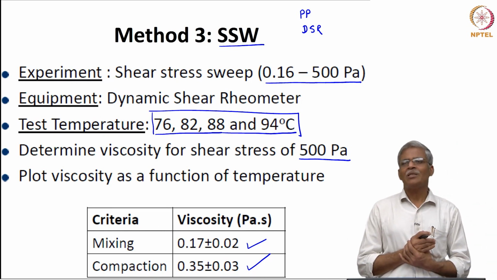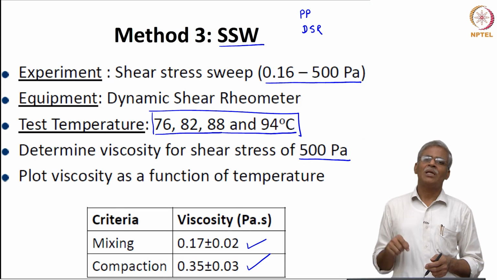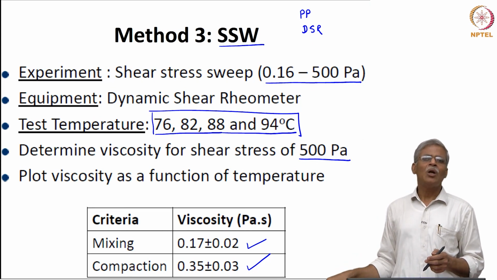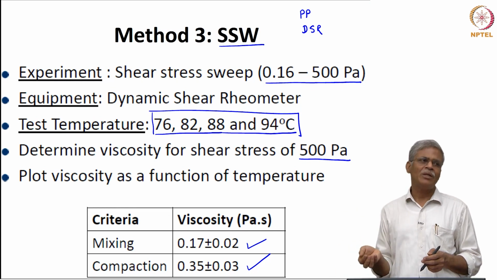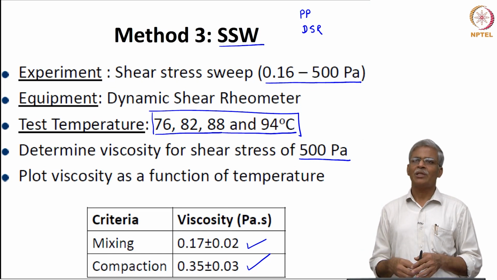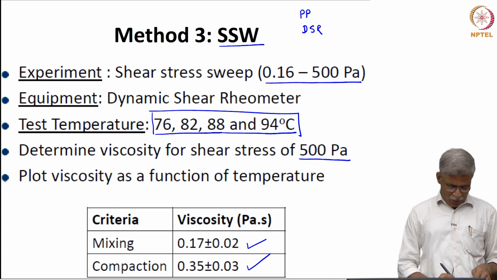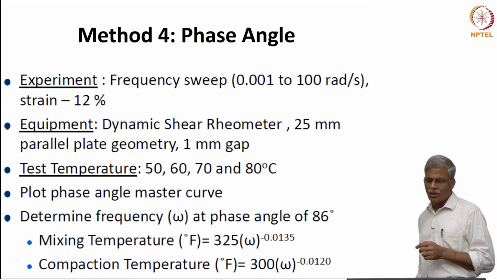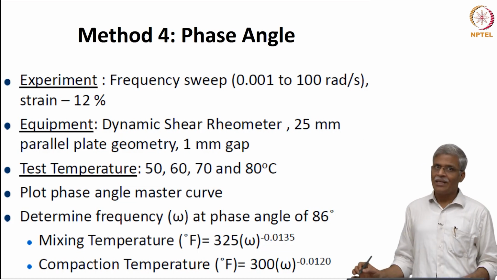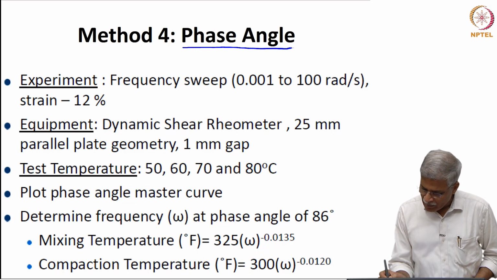Now, what exactly is the problem? By this time you should have understood. We are making measurements in the viscoelastic regime and we are extending it to the non-Newtonian regime to try and see whether one could get some measure of the mixing and compaction temperature. This may work, this may not work, but as of now this is one of the methods that are prescribed here. And the fourth one, for which some amount of data is available and which more or less is being tried out at many places.